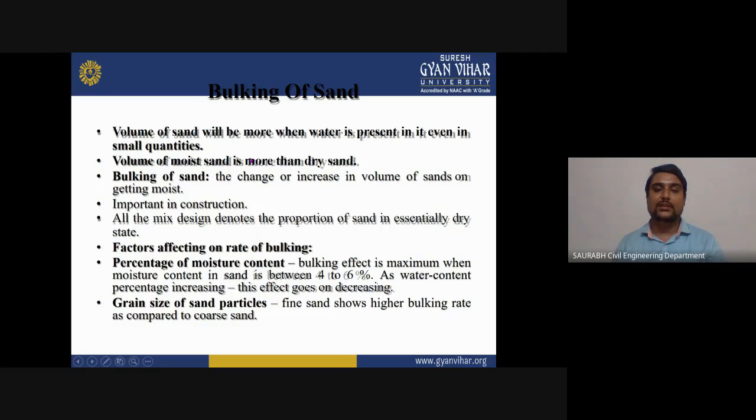Volume of moist sand is more than the dry sand. Bulking of sand is the change or increase in the volume of sand on getting moist. It is important in construction: all mixes are designed on the proper proportion of sand, essentially in the dry state. A factor affecting the rate of bulking is the percentage of moisture content.